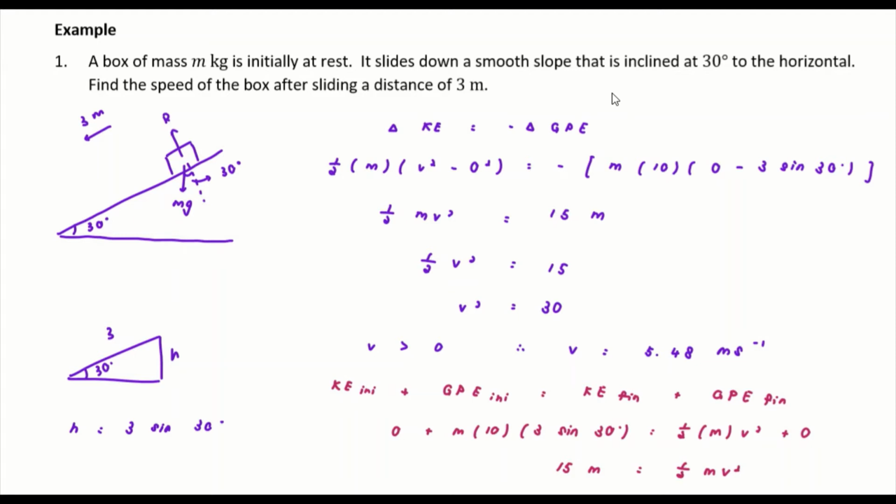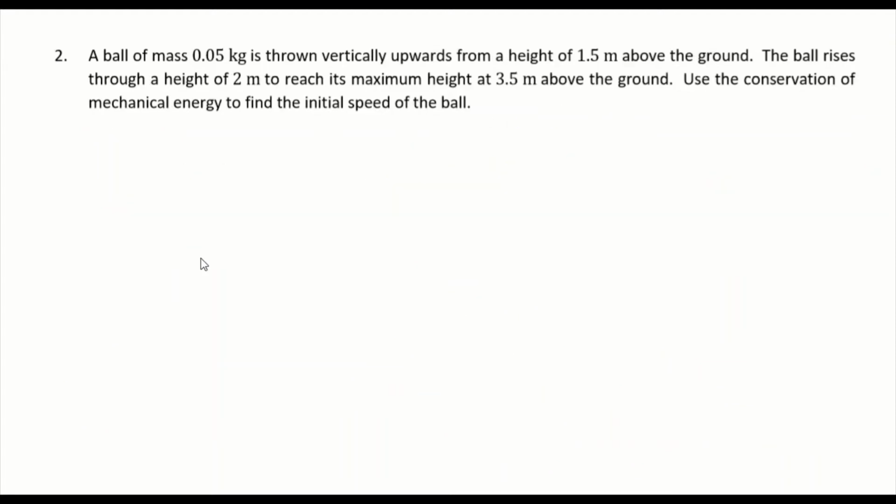Okay, so now example 2. This is another simple idea. A ball of 0.05 kg is thrown vertically upwards from a height of 1.5 meters from the ground. Maybe it's something like this, so this is 1.5 meters. Then the ball rises through a height of 2 meters, so the ball is now here, to reach its maximum height at 3.5 meters above the ground. Use the conservation of mechanical energy to find the initial speed of the ball.